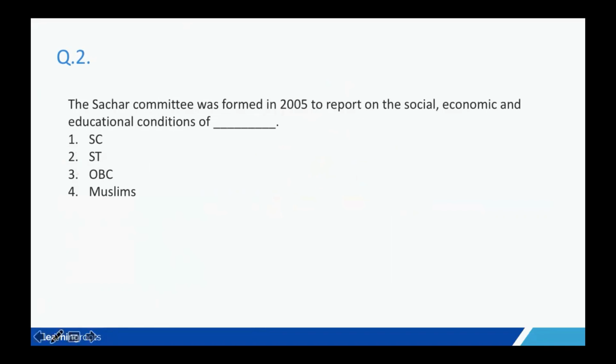Let's move on. The second question, the Sachar committee was formed in 2005 to report on the social, economic, and educational conditions of, again, this is something that you need to know. So Muslims is the answer. Again, committees are something that you need to know. So do a quick search on committees on Google. Probably you should get a list of the top 10 most important committees. And then as long as you know that, I think you should scrape through this part.